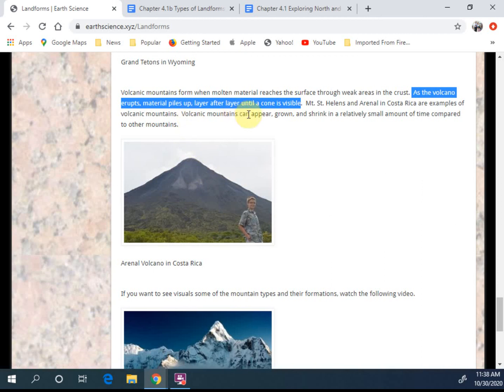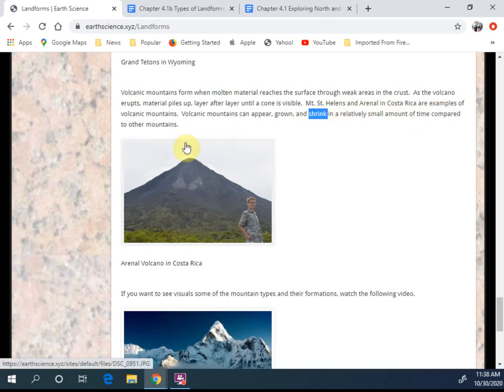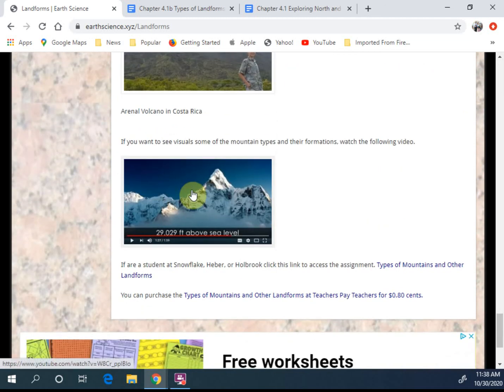They also note that they can grow and shrink in a relatively small amount of time compared to other mountains because they can weather fast. They're not really well cemented, and so they can be wiped out pretty quick with erosion.